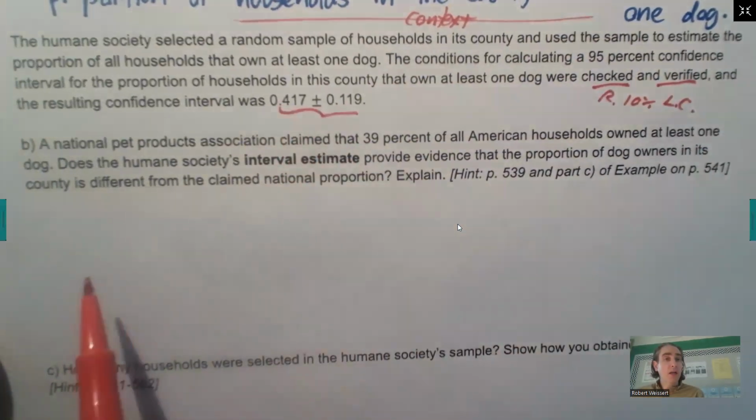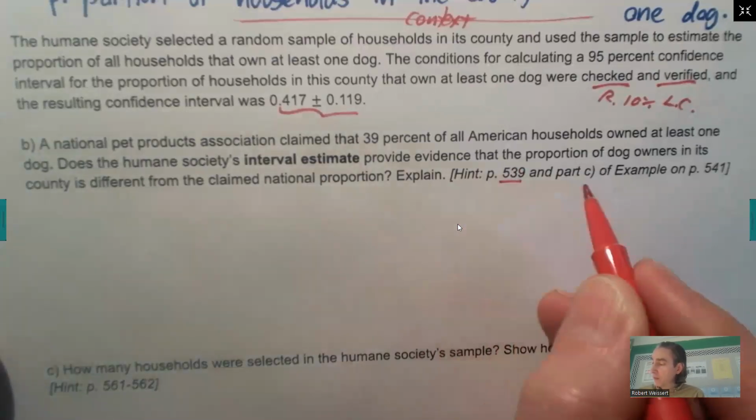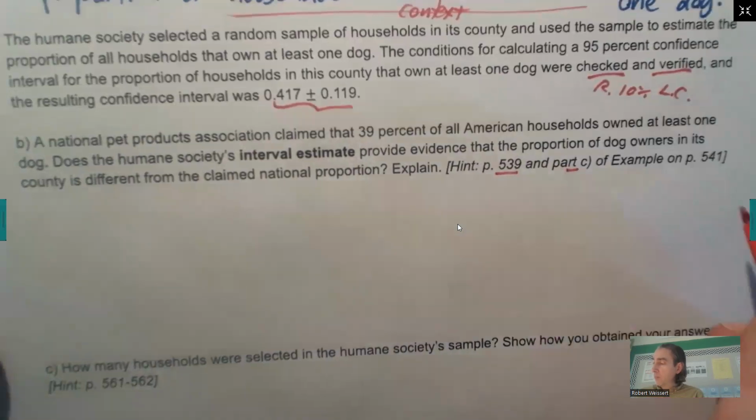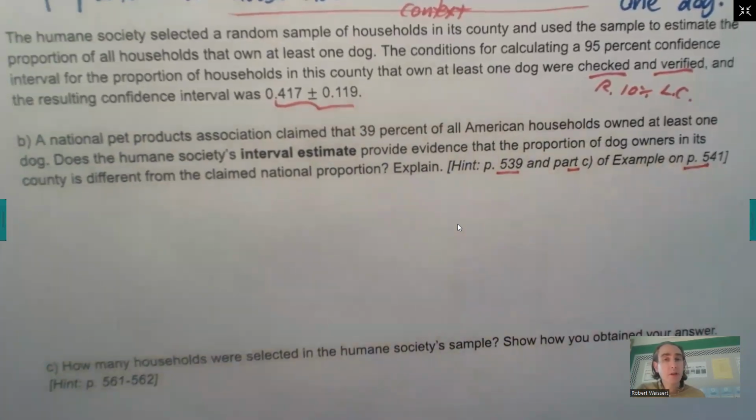Letter B. A National Pet Products Association claimed that 39% of all American households owned at least one dog. Does the Humane Society's interval provide evidence that the proportion of dog owners in its county is different from the claimed national proportion? And if you need a hint, you can go to page 539 and part C of the example on page 541. Pause the video and try it on your own.